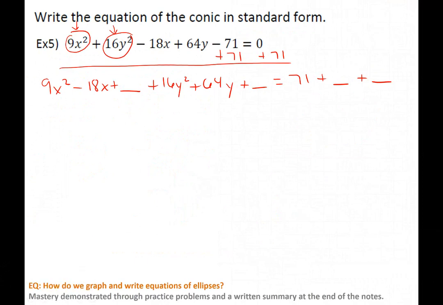So here's how we kind of cheat the system, for the x's only to start with. I can't divide everything by 9 because that's going to make a mess for my whole problem. So instead, I'm going to factor it out.